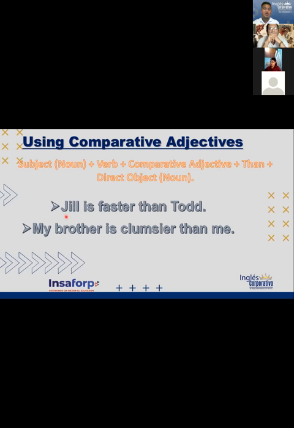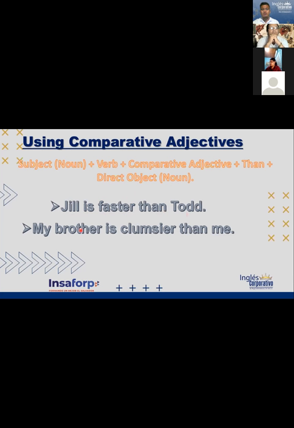So, what is Jill? Si seguimos la fórmula, what's Jill? ¿Qué es Jill siguiendo la forma? That's the subject. What's is? Verb. The verb. ¿Cuál es la forma base de ese adjetivo comparativo? La base. Fast. And you can see than Todd. So if I say Jill is faster than Todd, I'm saying Jill es más rápido que Todd.